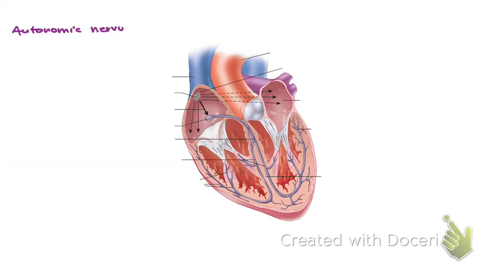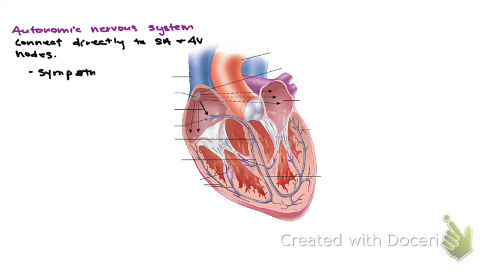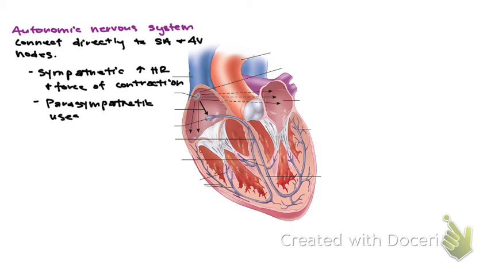The autonomic nervous system connects directly to the SA and AV nodes. So you remember this is your sympathetic or parasympathetic. The sympathetic tone of the heart increases the heart rate and increases the force of contraction, while the parasympathetic uses the vagus nerve, or cranial nerve 10, to slow the heart rate back down.